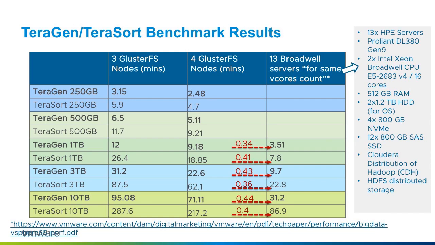In this environment, they have used Cloudera, not Spark, and they have used HDFS as a distributed file system. So this is a very well-known environment for many customers, to have Cloudera with HDFS. So as you can see, we compare the 4-node cluster file system with the white paper that was published last year by VMware. For the 13 physical machines, there is almost a factor of 0.4. Okay, so the consumed time in TeraGen and TeraSort is almost a factor of 0.4.